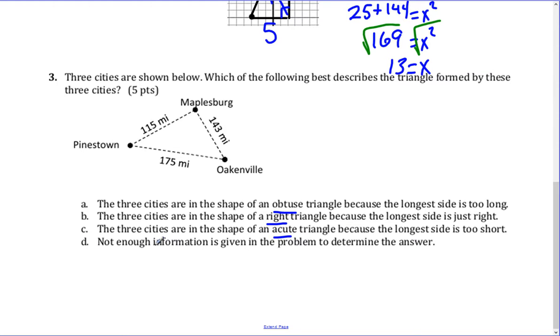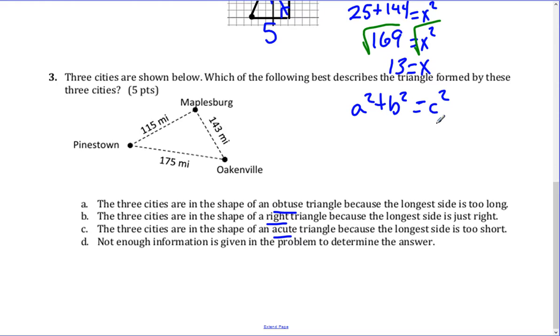When we did the Pythagorean theorem here, we learned that the Pythagorean theorem, this a squared plus b squared equals c squared, only works if you have a right triangle. These two sides will only be equal if you have a right triangle. If you don't have a right triangle, well, we can actually still figure out if it's acute or obtuse.